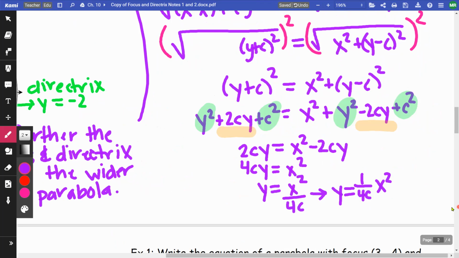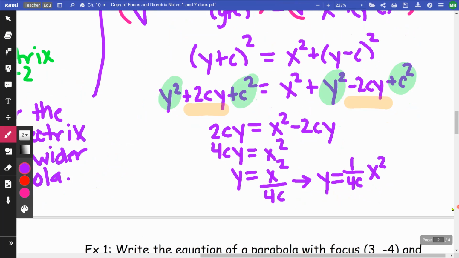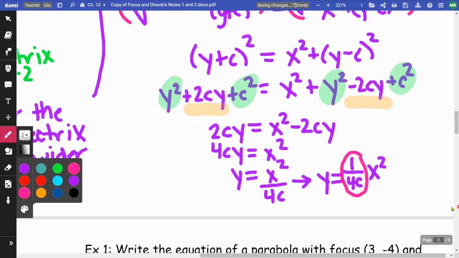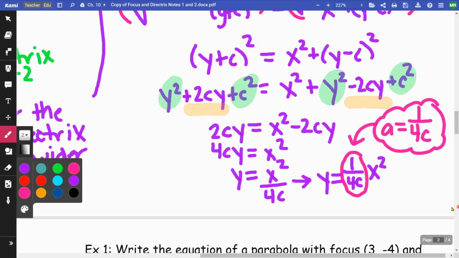Okay. 1 over 4c is the same as me having the 4c on the bottom. Now, the reason I'm doing that is because this right here, what do I usually have in front of my x squared? Usually I have my a. So what does that mean? a is equal to 1 over 4c. This is something that we want to understand. Now, the question they asked us was to come up with the equation. That's the equation, y equals 1 over 4c x squared. But we discovered something important. We see that this a is equal to 1 over 4c. And if you're going, great, but I don't even understand what the c is.